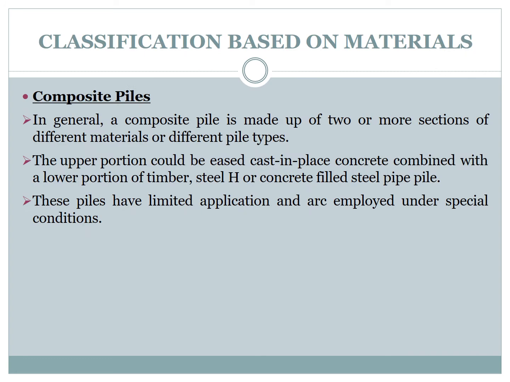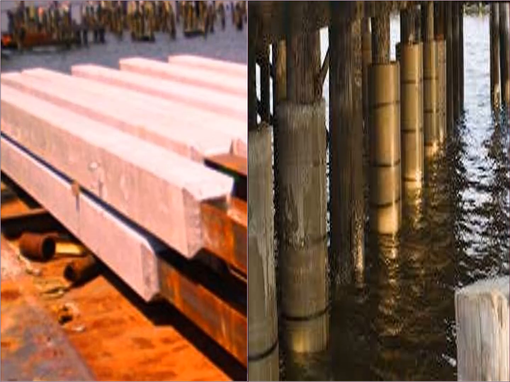Next, composite pile. This is a type of construction in which piles of two different materials are driven one over the other so as to enable them to act together to perform the function of a single pile. Here is the image of a composite pile. You can see at the bottom portion they used concrete or steel, and at the upper portion they use a timber pile. At the same time they achieve economy and the durability of the pile.